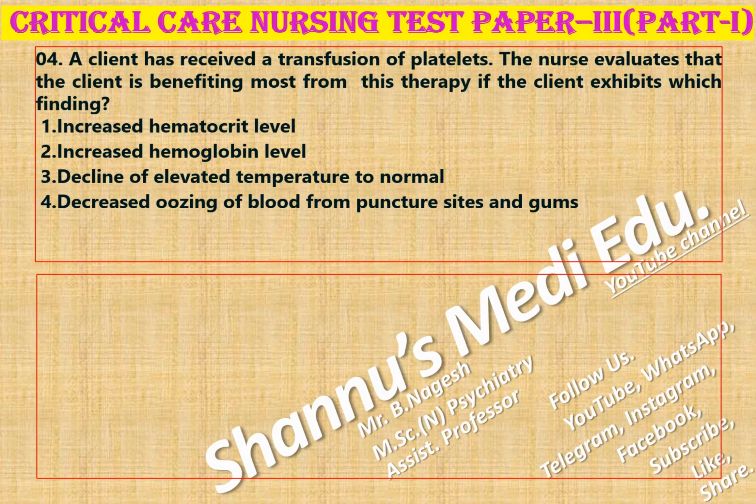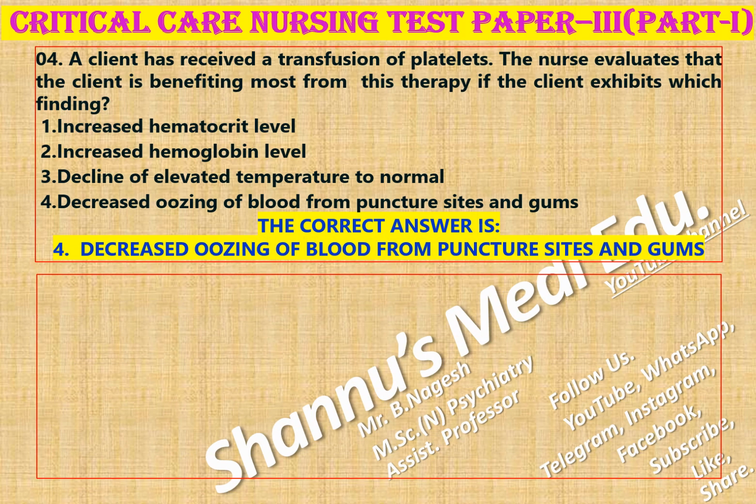The fourth question: a client has received a transfusion of platelets. The nurse evaluates that the client is benefiting most from this therapy if the client exhibits which finding? The correct answer is decreased oozing of blood from puncture sites and gums.